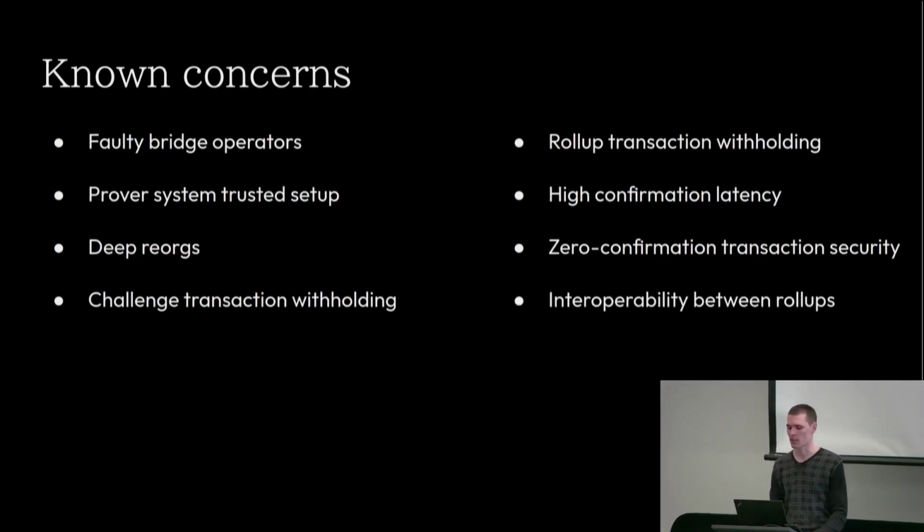And finally, if you have multiple of these rollups set up on Bitcoin, how are they going to interoperate with each other? If a user is on rollup A, wants to pay a user on rollup B, or use a smart contract on rollup C, how are they going to do that in a way that is secure and perhaps relatively low latency, relatively good UX? These are all concerns. Some of them have known solutions. Some of them don't. In other cases, we have mitigations, but not necessarily bulletproof solutions.